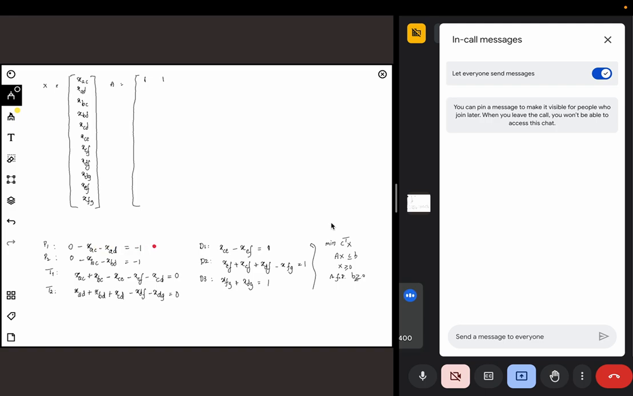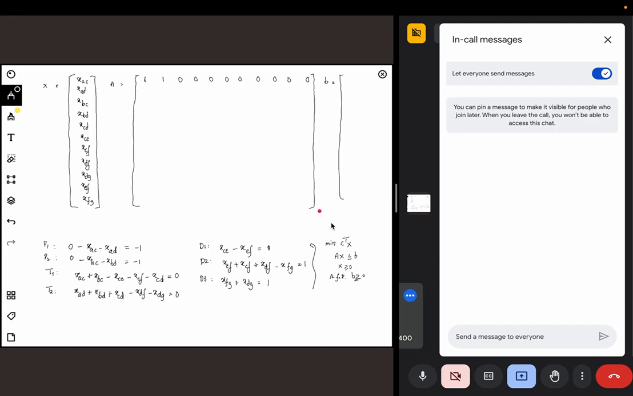Is there XBC in the first equation? That will be 0. XBD will be 0. CD is 0. CE, CF, DF, DC, EF, and FC, all of them are 0, right? Now you have 11 variables. I haven't counted, it's 11.